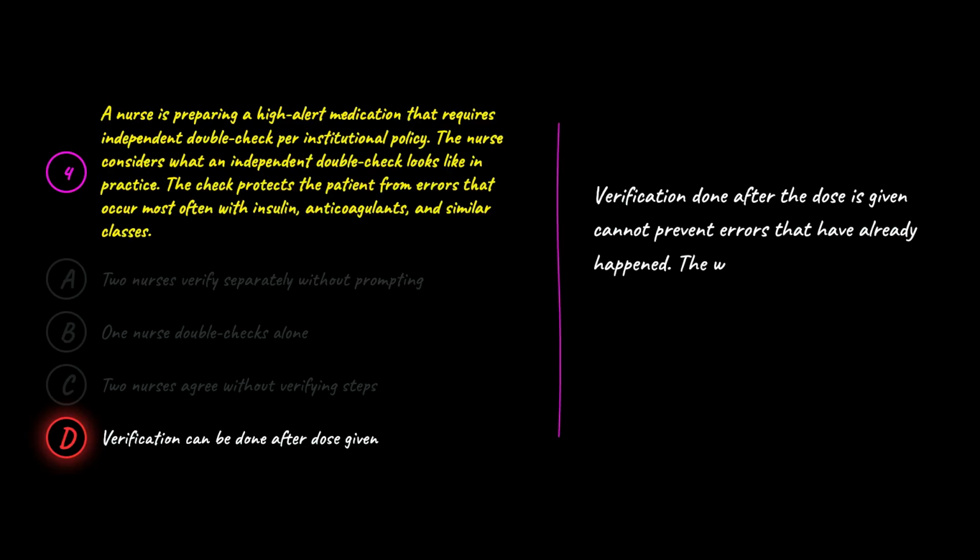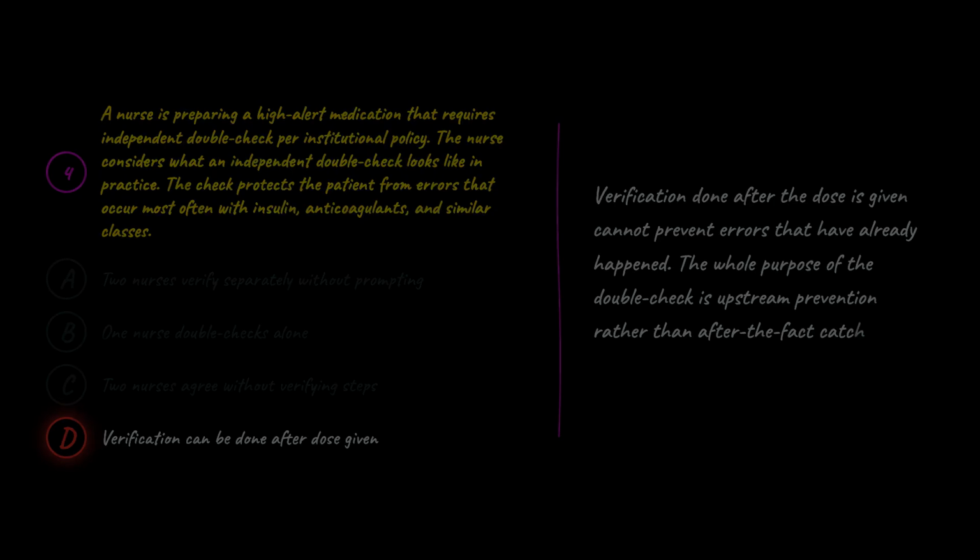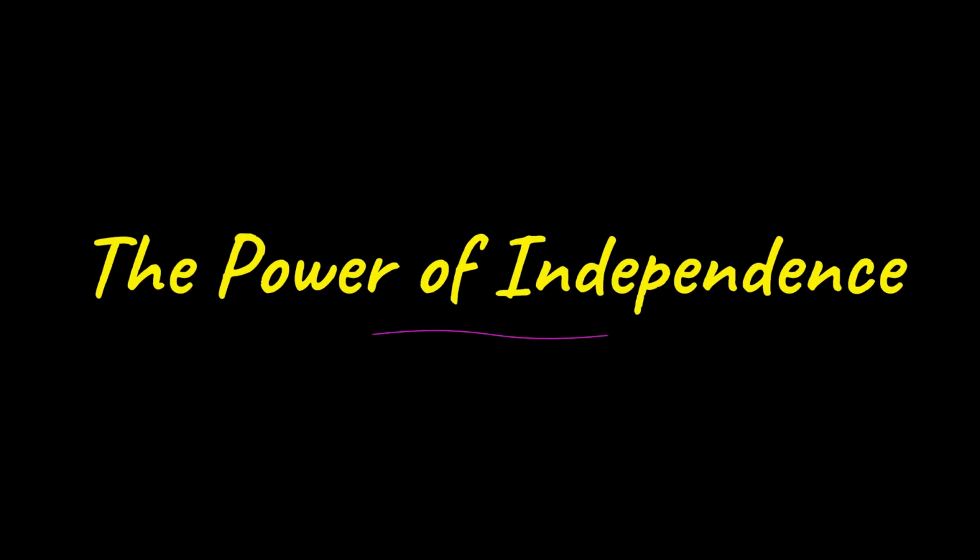The whole purpose of the double check is upstream prevention rather than after the fact catch of an event already harmful. An independent double check means 2 clinicians separately verify a high alert medication, each reaching their own conclusion before the dose ever reaches the patient. The independence itself is the entire point of the safeguard.